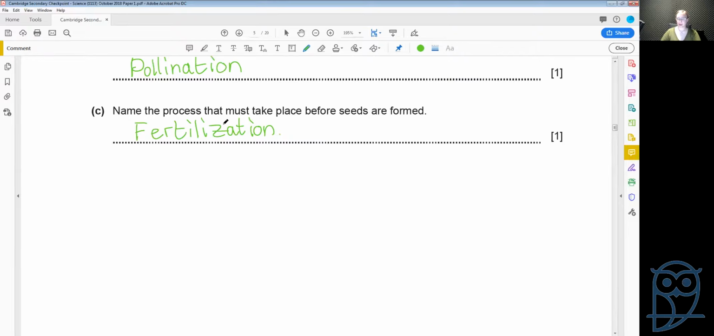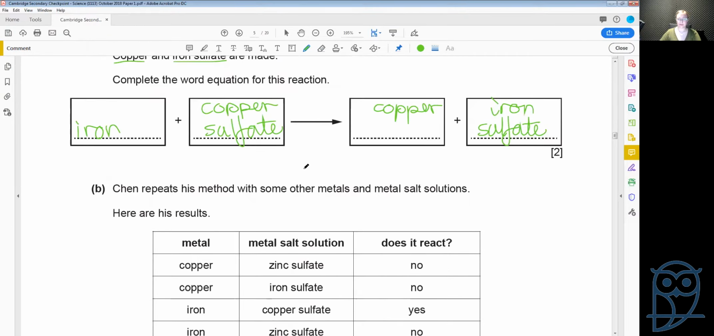Okay, question. Fertilization can be with an S or a Z, I believe. But let's make it with an S so that we all agree. Fertilization. There we go.